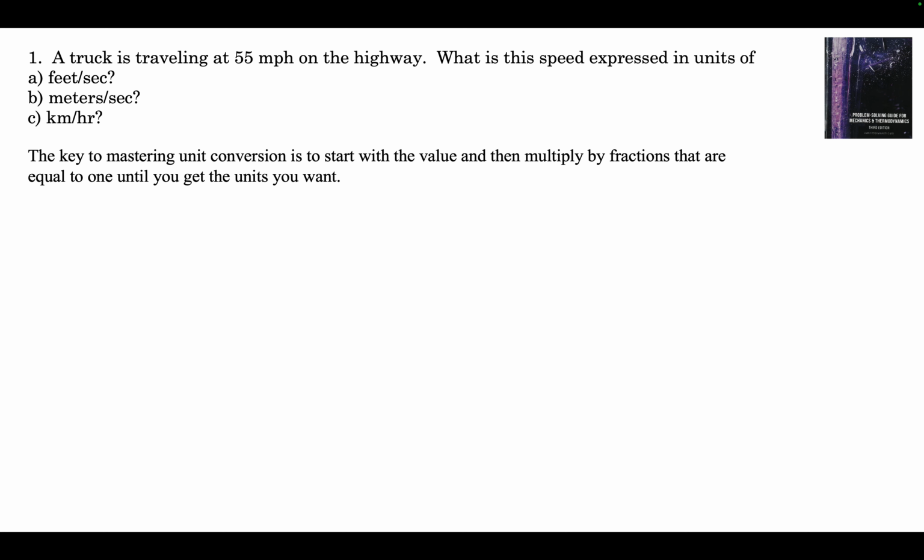We start with what we know. The speed is 55 miles an hour. There it is: V equals 55 miles an hour. Now we're going to multiply by fractions that are equal to 1 to not change the speed. We're not changing the speed, we're just changing the units in which the speed is expressed. So we start by putting the multiplication sign down and then a fraction.